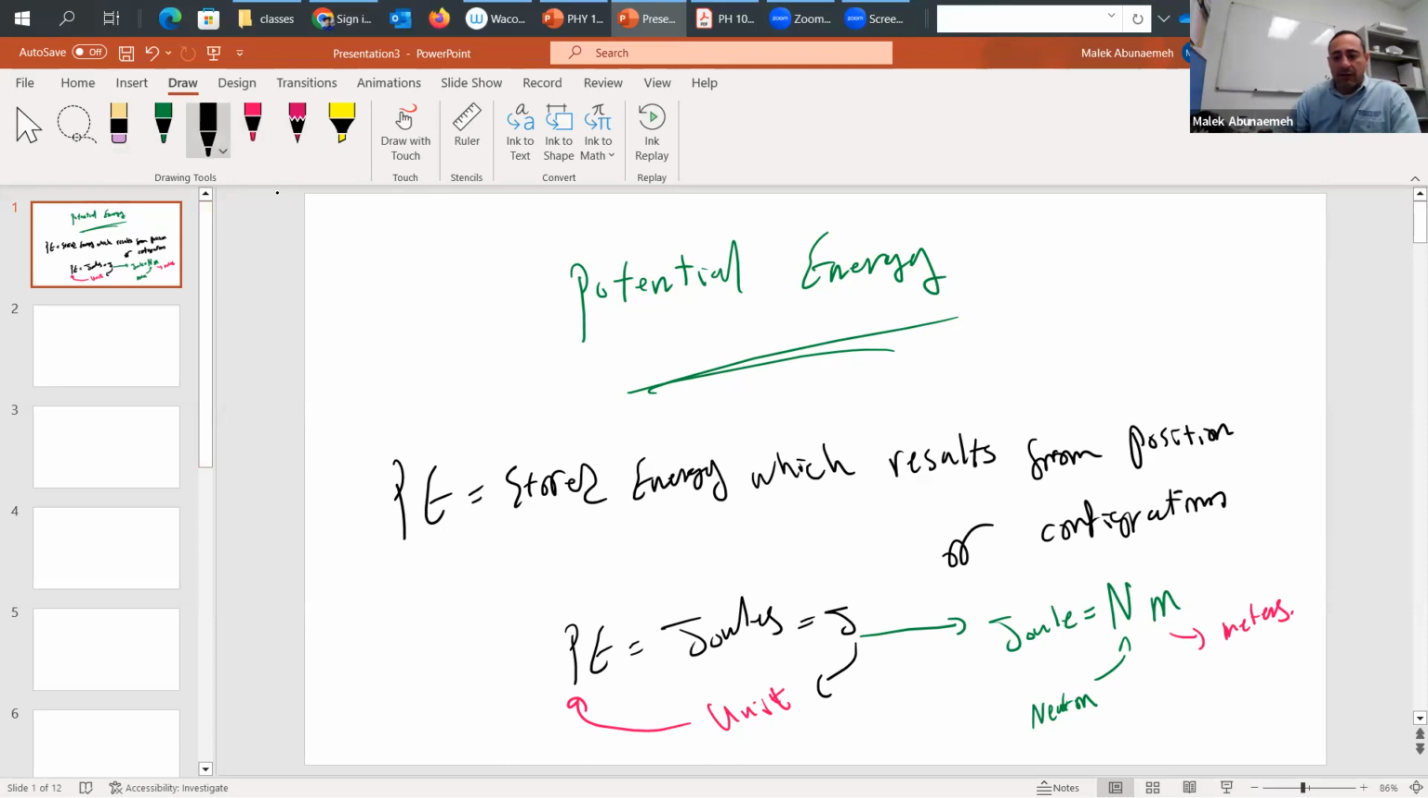Let me go ahead and just write this down. Your newtons is going to equal kilogram meters per second squared. Wonderful.